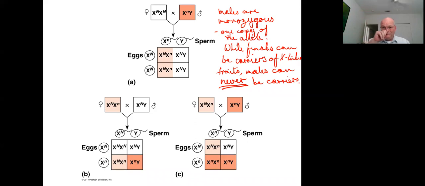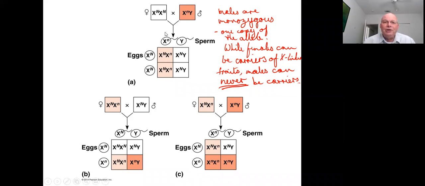That's what we mean by monozygous. So a male can never be heterozygous for one of these genes. They can only be monozygous, have a single copy of these genes, either the allele for the wild type trait or the allele for the mutation. And whatever allele they have, that's the allele that they're going to express, and that's the trait they're going to express. So this male has the X little n, he's got the trait.